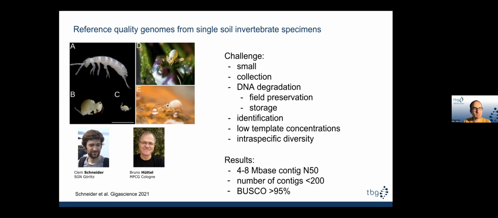So what we managed so far with these 2 species is, I'm just calling out the sheer numbers, because we were very happy to have those. We managed genomes with 4 to 8 megabase contig N50 with the PacBio Ultra Low kit, with the help of Bruno Hüttel from the MPGC from Köln. Very few numbers of contigs. So even without scaffolding, we go below 200 contigs and fairly complete genomes.